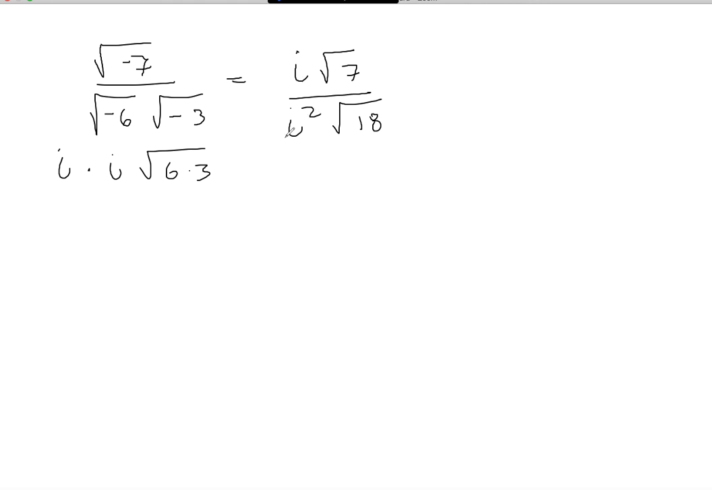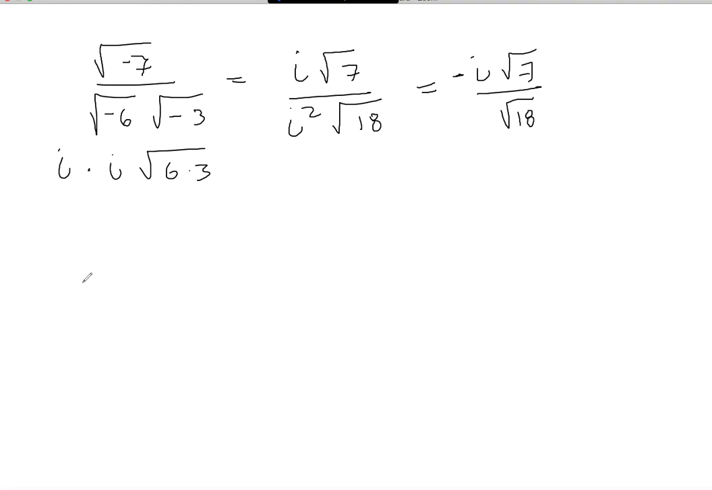i squared is negative 1. And so that's going to put a negative out front there. And so then that 18, there's a couple of ways to look at it. Let me do kind of the two-step version, and I'll point out that you can also do a one-step version. The two-step one I think is a little more intuitive.